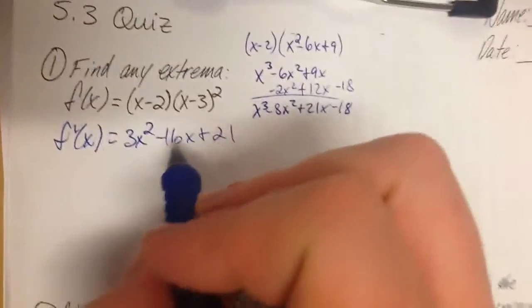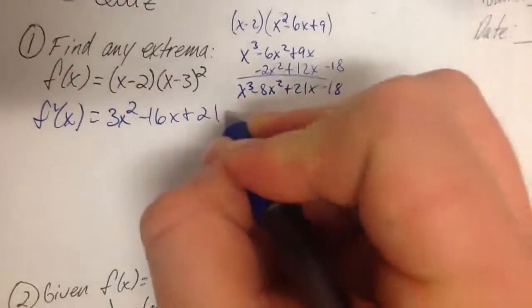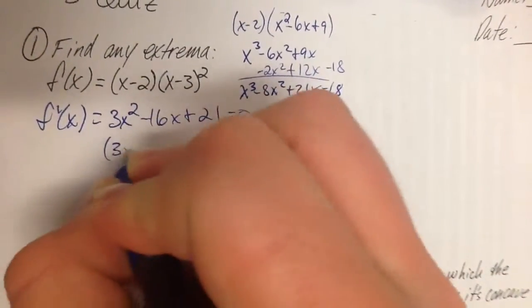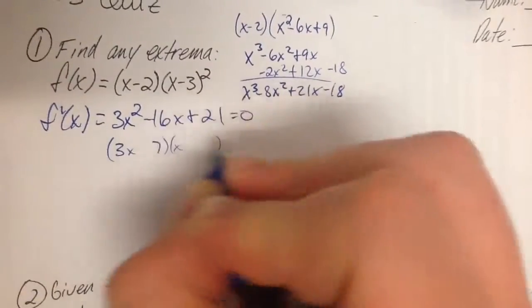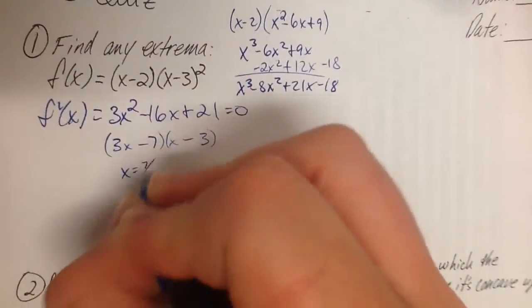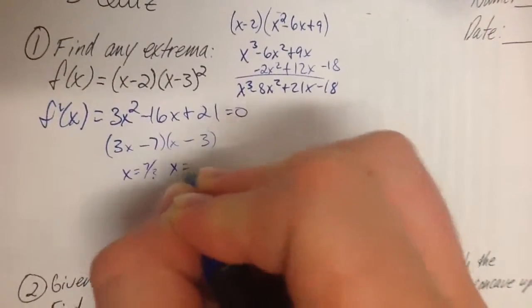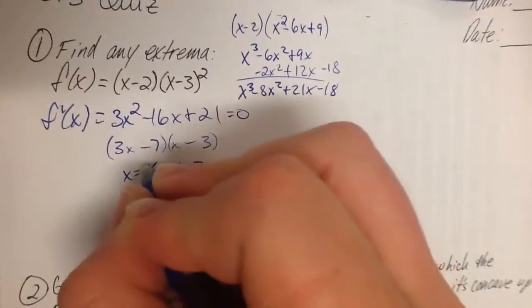And then set that equal to 0 so we can factor it. It was 3x, x, 9, and 7. So both negative. So x equals 7/3 and x equals 3. That's where my slope is 0.